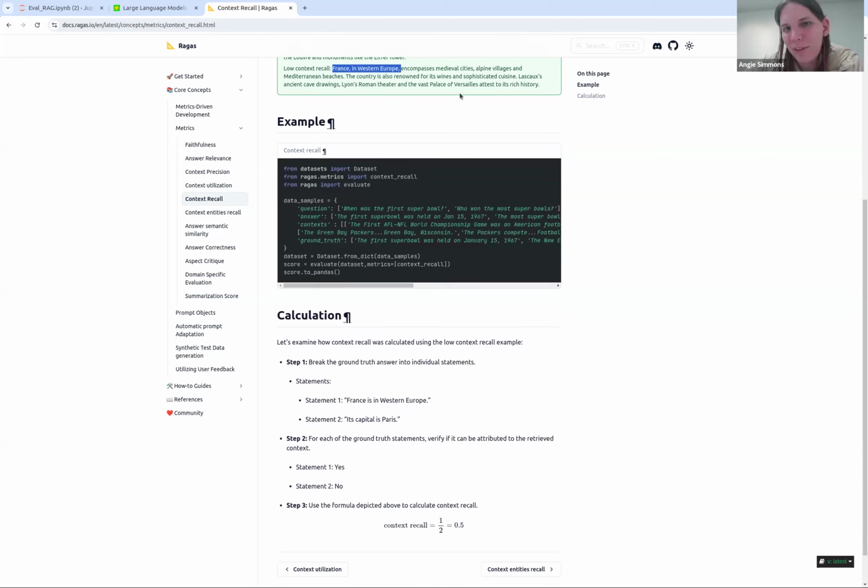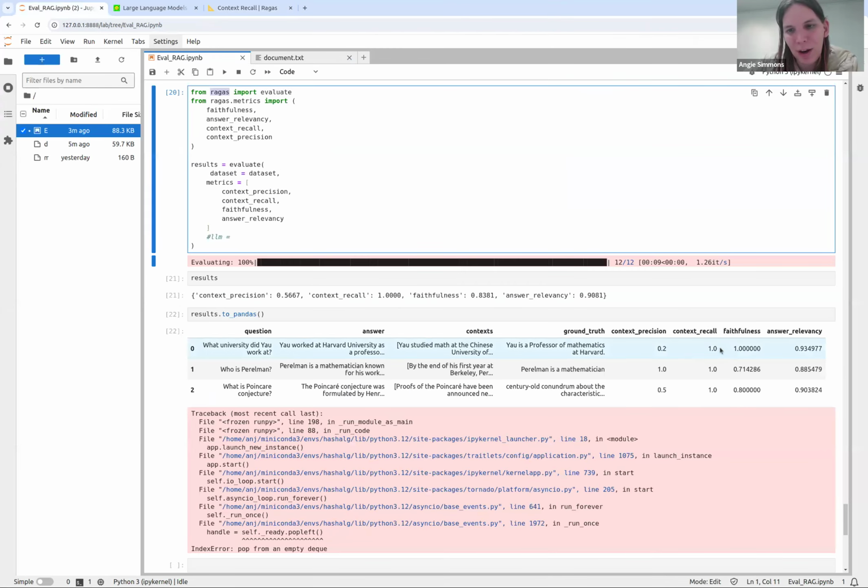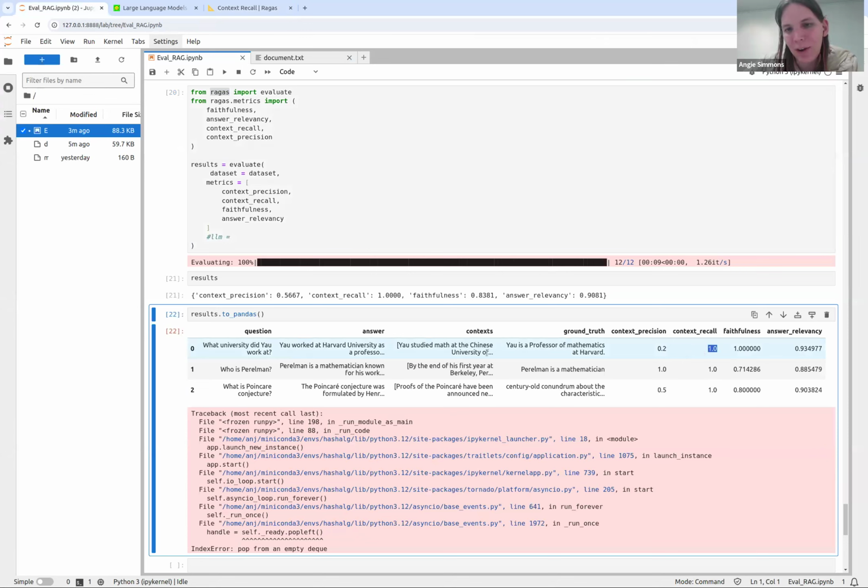There can still be a whole lot of extra irrelevant stuff in the context, and that doesn't really affect it. For recall, we're just checking: does everything in our ground truth appear somewhere within that context? In this case, we were getting a recall of one, which means we could have still had a whole lot of irrelevant contexts, but at least the fact that he was a Harvard University professor appeared somewhere in the context that we were getting back.